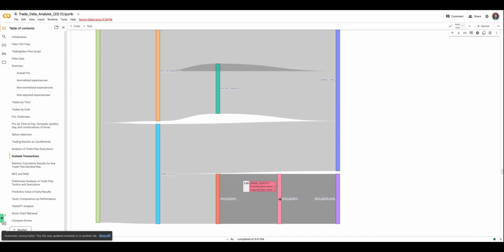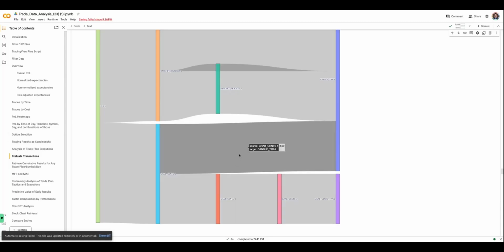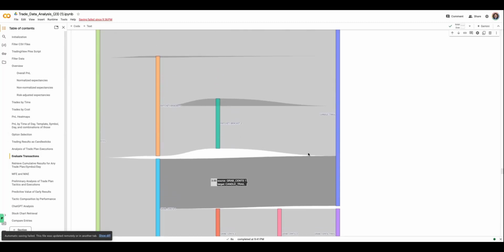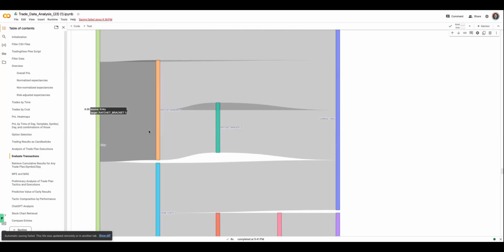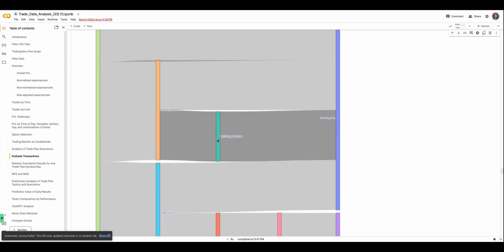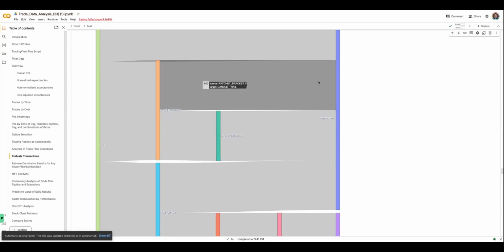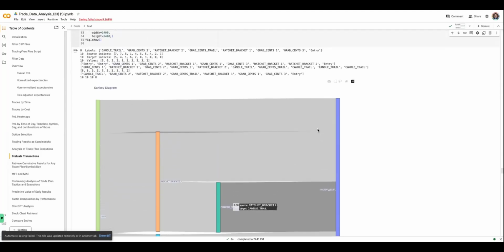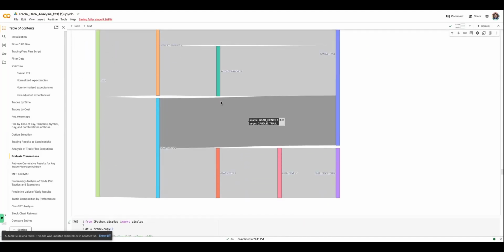And then everything that made it to grab sense 3 exited on the grab sense trail. And then the other 3 were stopped out by candle trail. And then ratchet bracket, we had 6 of them make it to ratchet bracket 1, and half of those made it to ratchet bracket 2, and then all of those were stopped out by candle trail. So, we don't have a large sample here, but this gives you some idea of what's going on. It can be very useful in larger data sets.